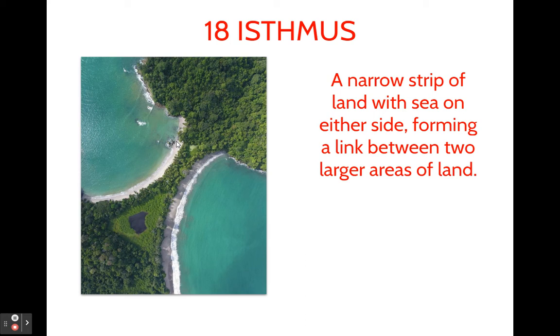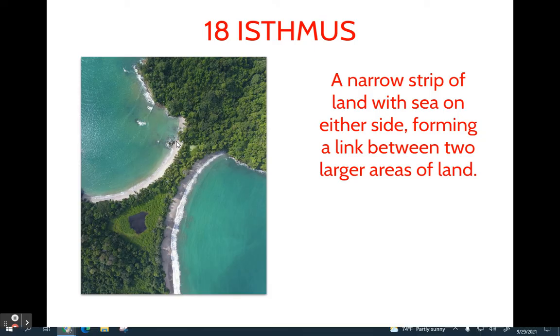Isthmus. An isthmus is kind of the opposite of a strait. If a strait is a narrow body of water that connects two larger bodies of water, then an isthmus is a narrow strip of land. And it says with sea on either side, but I'm going to show you in a second where that's not necessarily true. Forming a link between two larger areas of land.